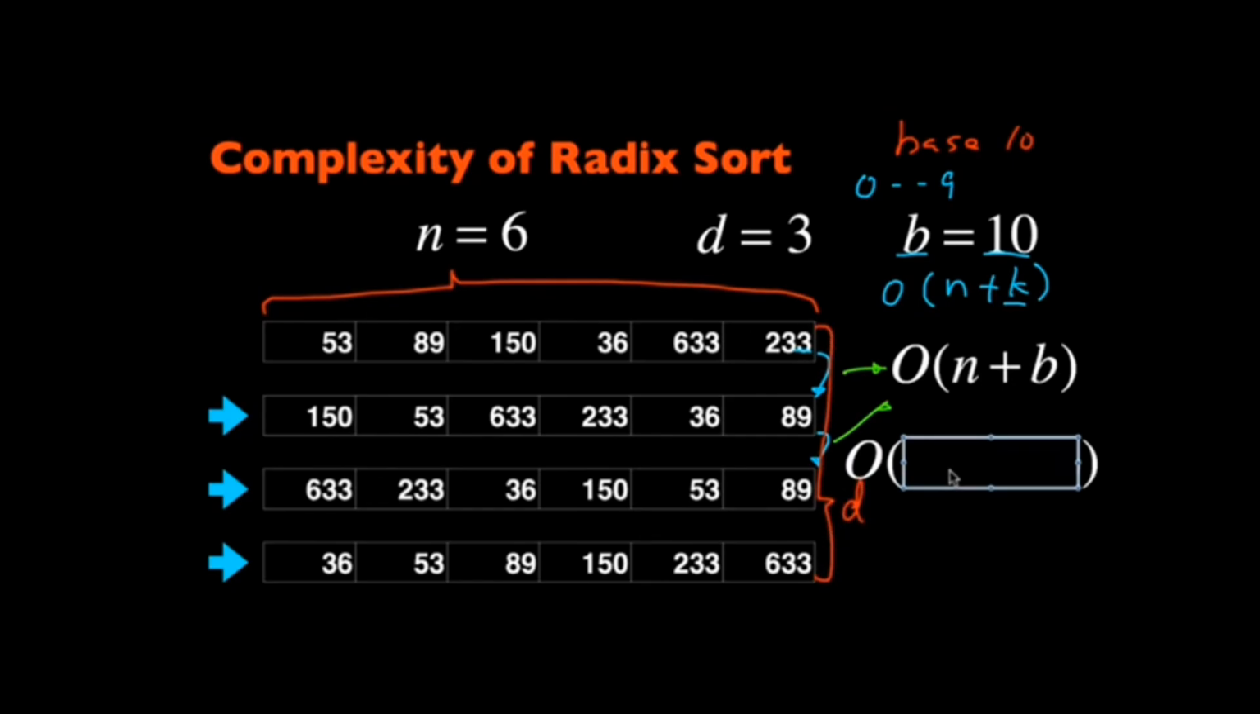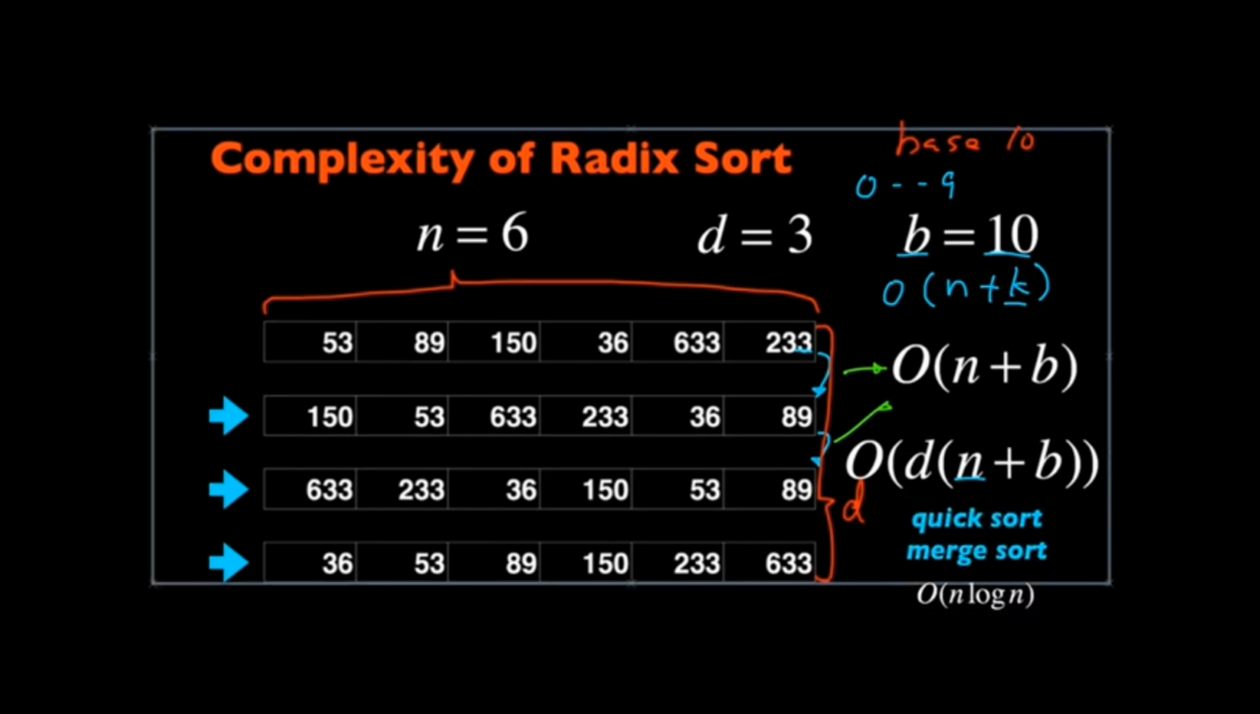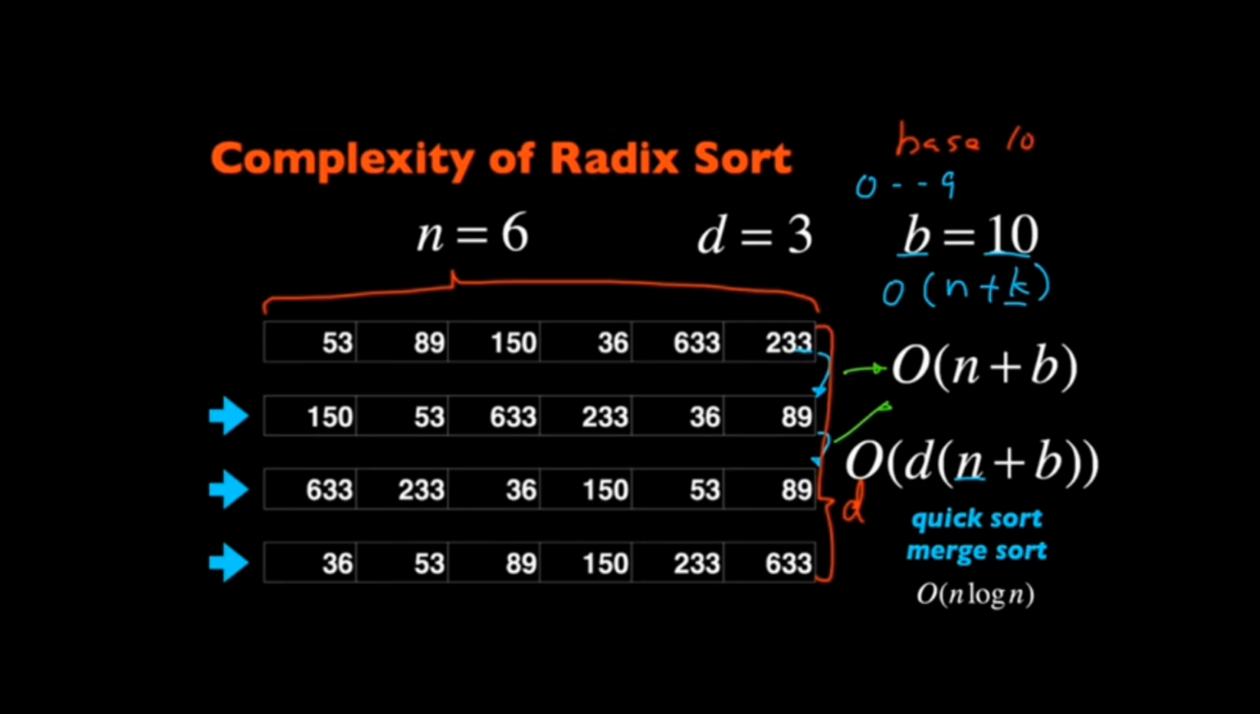So the time complexity for the whole algorithm of radix sort will be big O of d times n plus b. And this is quite fast when the range of input is fairly limited compared to the number of elements that we have in the array. And in that situation, depending on the size and the nature of the input, it can perform better than an optimal comparison-based sorting algorithm such as quicksort or merge sort, which would take big O of n log n in time.